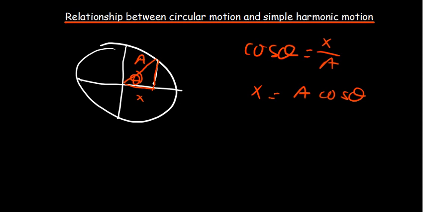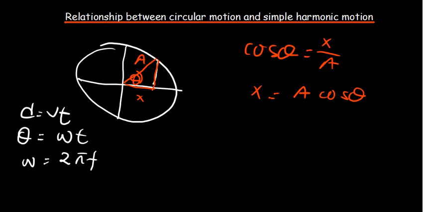Again, if I take you back a bit, let's remember something. Under circular motion, we said distance is equal to v times time. Then angular displacement is equal to the angular speed times time. Then the angular speed is 2 pi f.